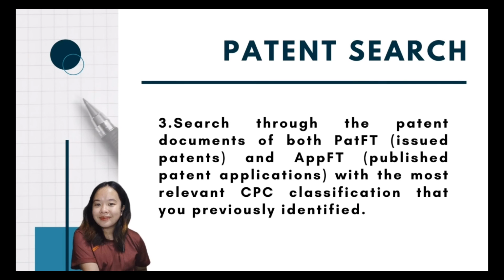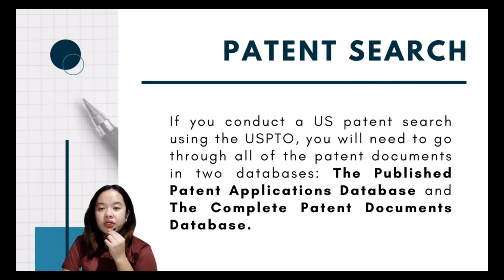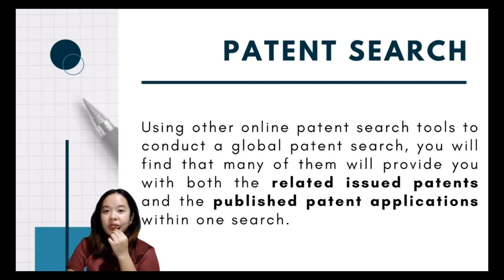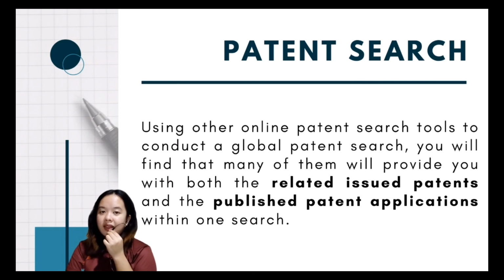Search through the patent documents of both issued patents and published patent applications with the most relevant CPC classification that you previously identified. If you conduct a U.S. patent search using USPTO, you will need to go through all the patent documents in two databases: first, the published patent application database, and second, the complete patent documents database. Using other online patent search tools to conduct a global patent search, you will find that many of them will provide you with both related issued patents and published patent applications within one search.